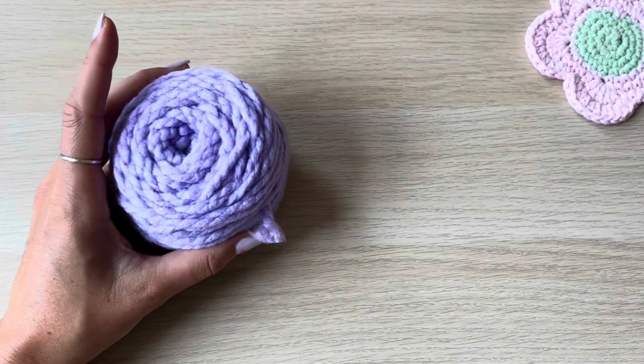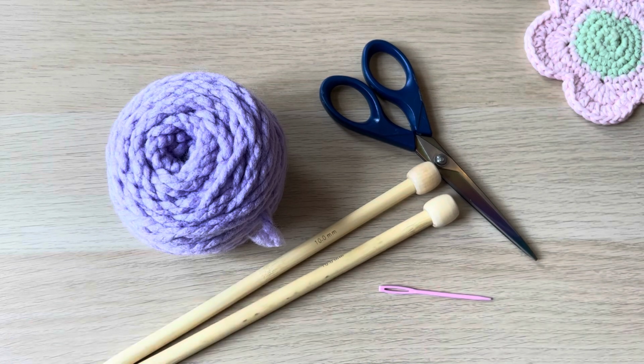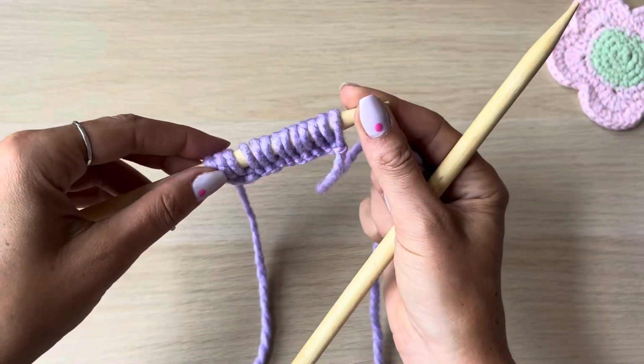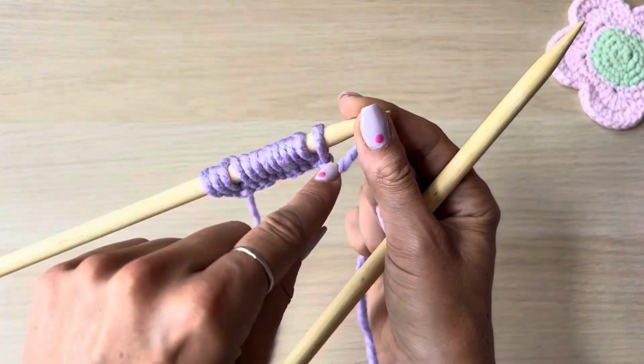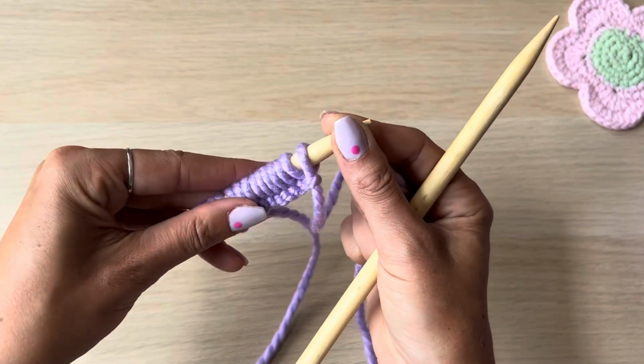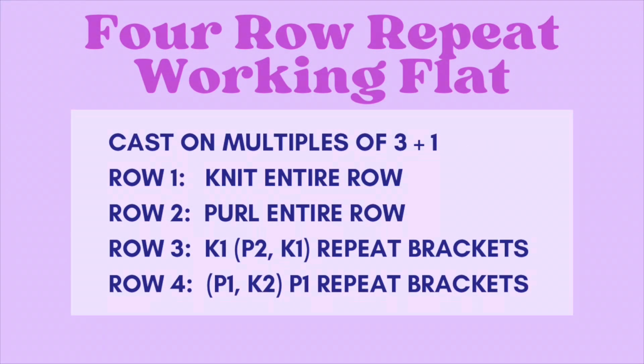So I'll be using a super chunky weight yarn, scissors, 10mm needles and a tapestry needle. For a flat swatch, you'll want to cast on multiples of 3 plus 1. So I'm using 12 plus 1, so 13. This swatch will be using a 4-row repeat.